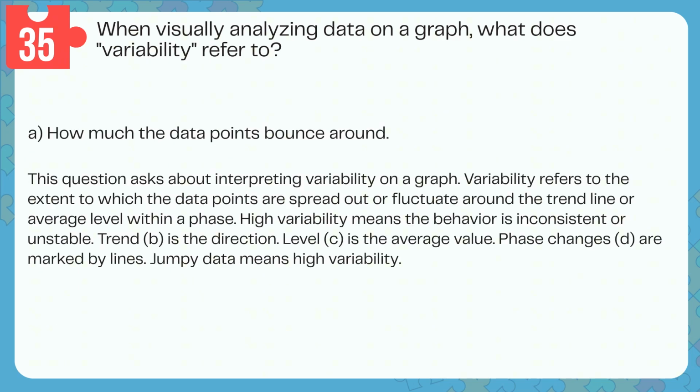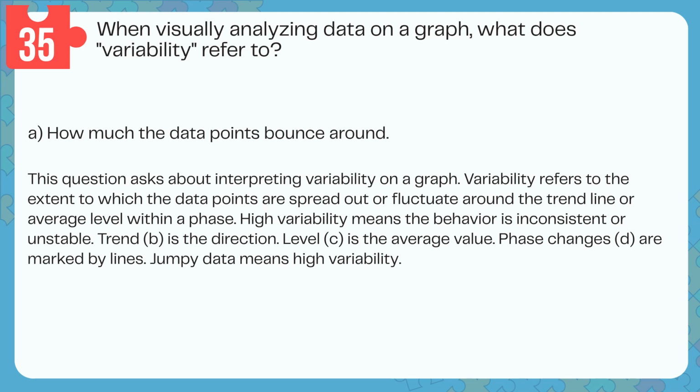Answer. A. How much the data points bounce around. This question asks about interpreting variability on a graph. Variability refers to the extent to which the data points are spread out or fluctuate around the trend line or average level within a phase. High variability means the behavior is inconsistent or unstable.